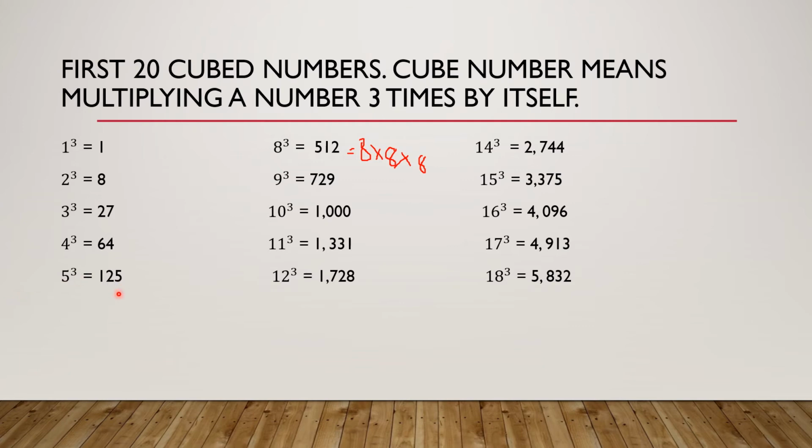5 cube is equals to 125. 12 cube is equals to 1,728. And 18 cube equals 5,832. 6 cube equals 216. 13 cube equals 2,197. 19 cube equals 6,859. We have 7 cube is equals to 343. And 20 cube is equals to 8,000.